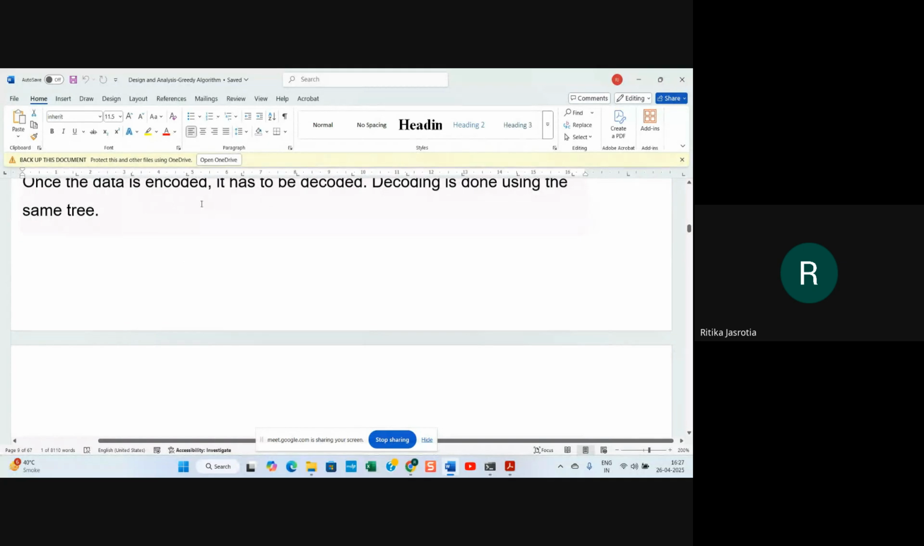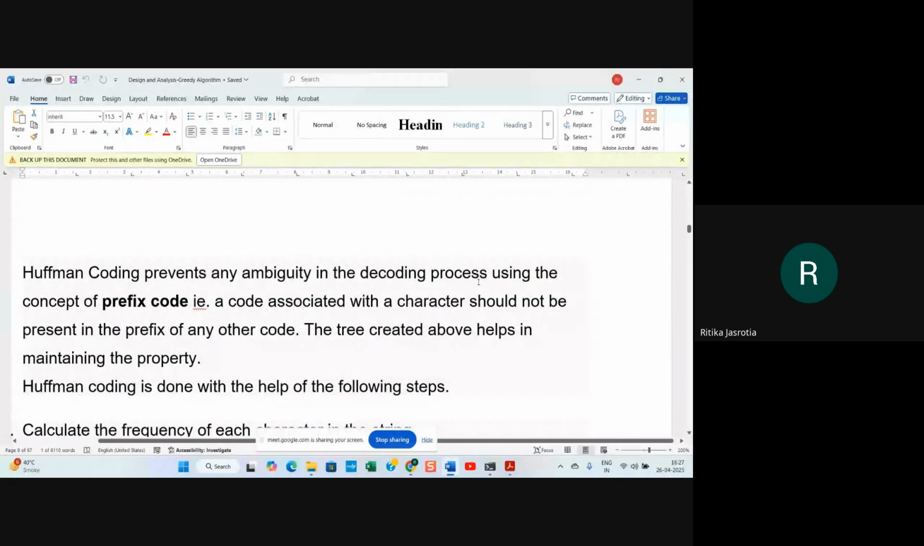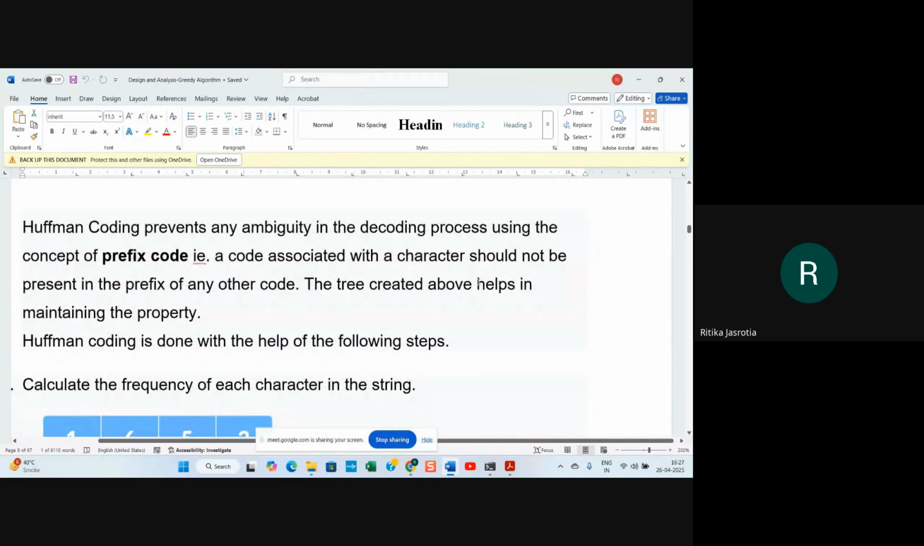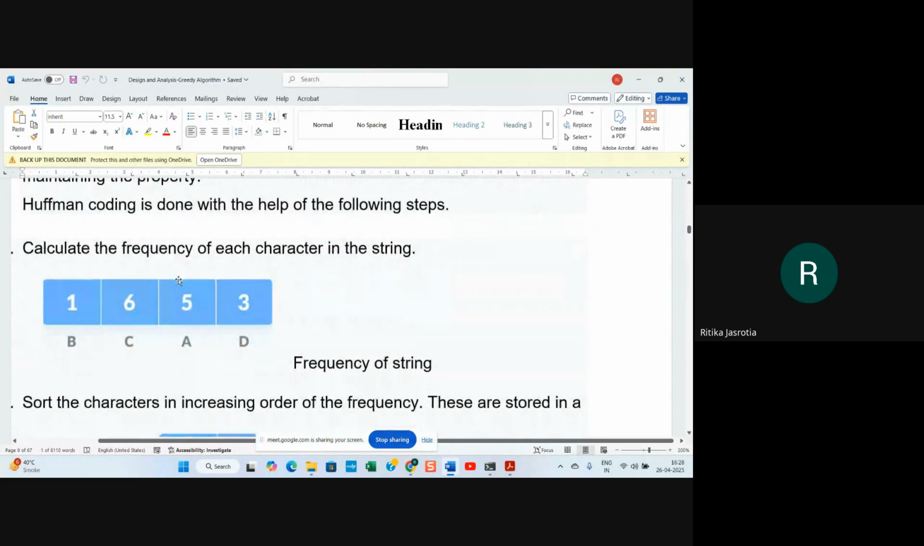Once data is encoded, it has to be decoded. Decoding is done using the same tree. Huffman coding prevents any ambiguity in the decoding process using the concept of prefix code. That is, the code associated with a character should not be present in the prefix of any other code. The tree created above helps in maintaining this property. So Huffman coding is done with the help of the following steps.